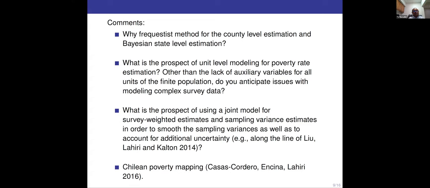And then what is the prospect of using a joint model for survey weighted estimates and sampling variance estimates in order to smooth the sampling variances as well as to account for additional uncertainty? Because that's one of the criticisms against area level models. And in this respect, one can think along the line of the Liu, Lahiri, and Kalton paper that Andres mentioned today, but there are other papers in this line. Now, Chilean poverty.